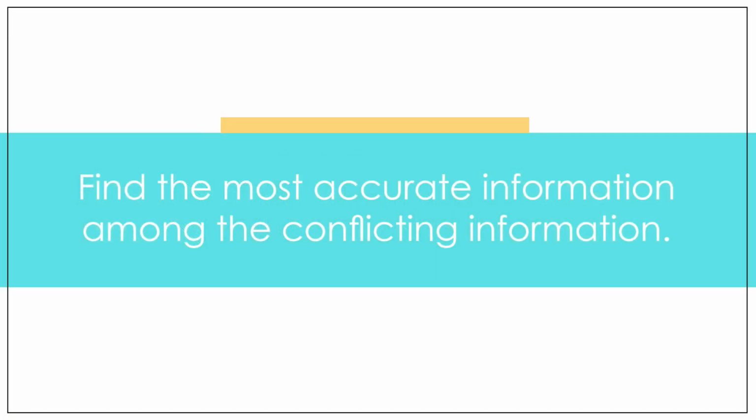Now, once students have a better grasp on why information can conflict, they're going to be more critical readers as they research and hopefully start to question or analyze the validity of the things that they read. So students might be ready to find the most accurate information among the conflicting information that they come across.